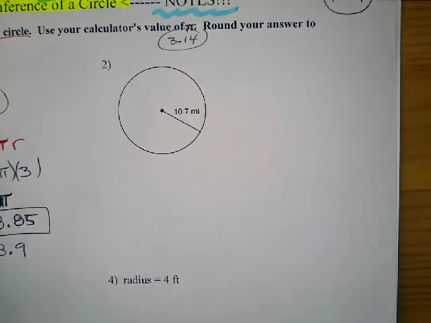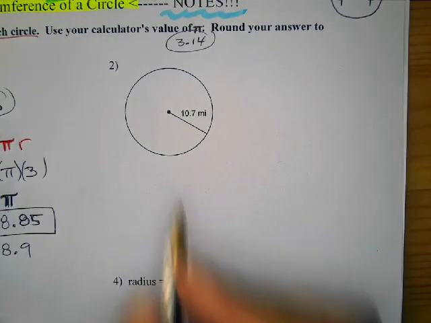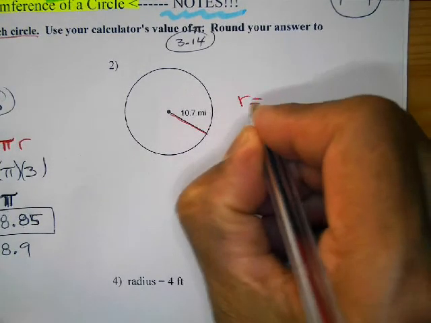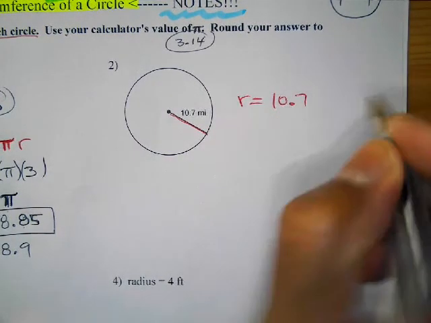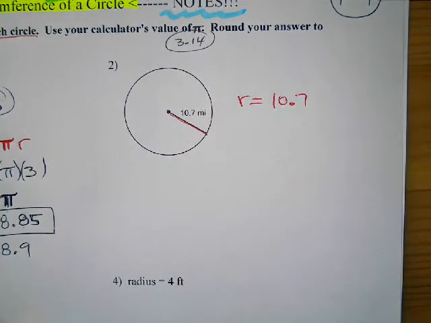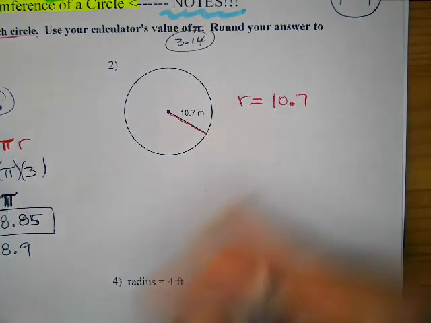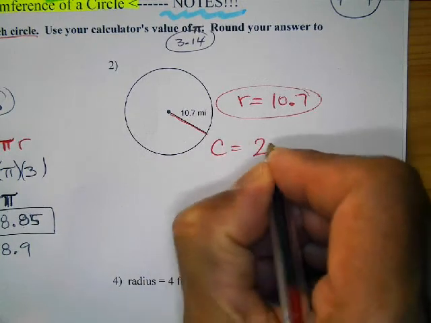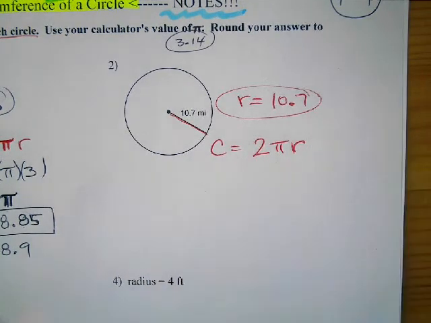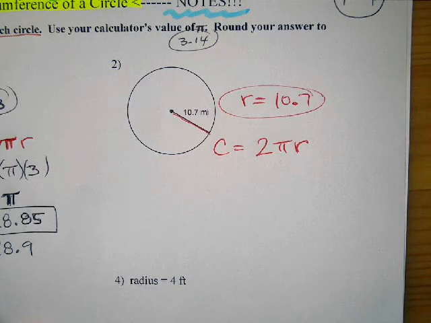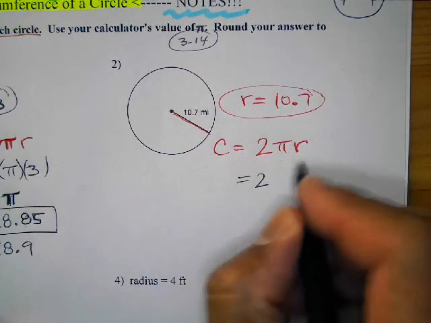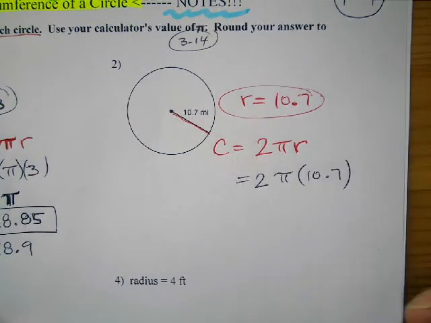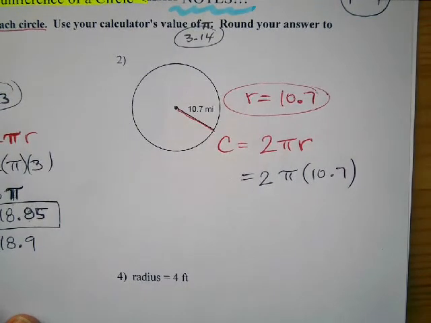Okay, let's go to number 2. Pause it here, copy it. Is this a radius or a diameter? This is a radius, just half of it. So that is the number I want. The number is 10.7. That's what it says for the radius. And the formula is what again? C is equal to 2 times pi times that radius. So that's going to be 2 times pi times this 10.7.